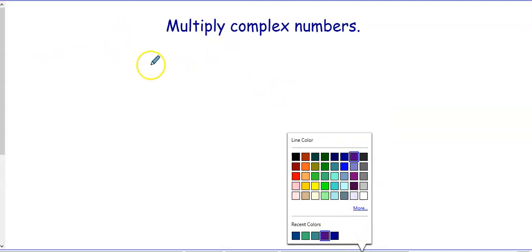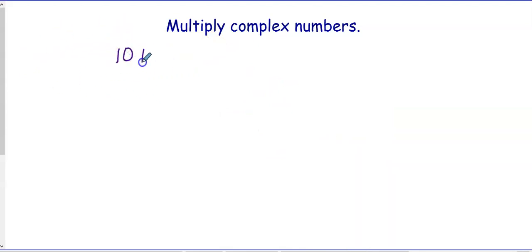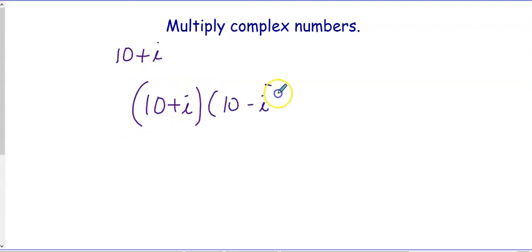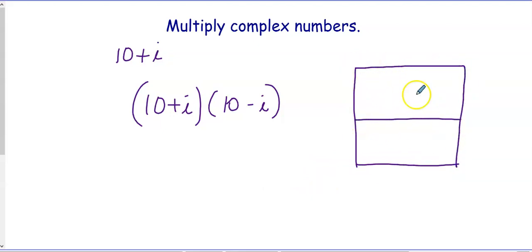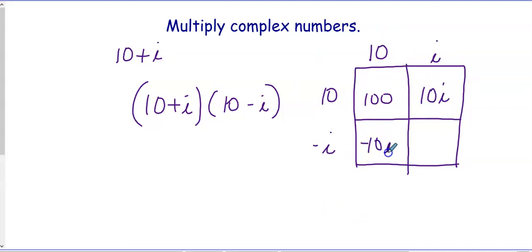Okay, so if I said multiply 10 plus i times its conjugate, well, that would be 10 plus i times 10 minus i. That's its partner, okay? And you can use box method, you can use FOIL, it really doesn't matter. I'm going to use box method once here and show you what that looks like. So this is 10 plus i. I'm not going to put a plus there, but I will put 10 minus i because we need to remember that that's a negative. 10 times 10 is 100. 10 times i is just 10i. This is negative 10i. And this is going to be negative i squared.